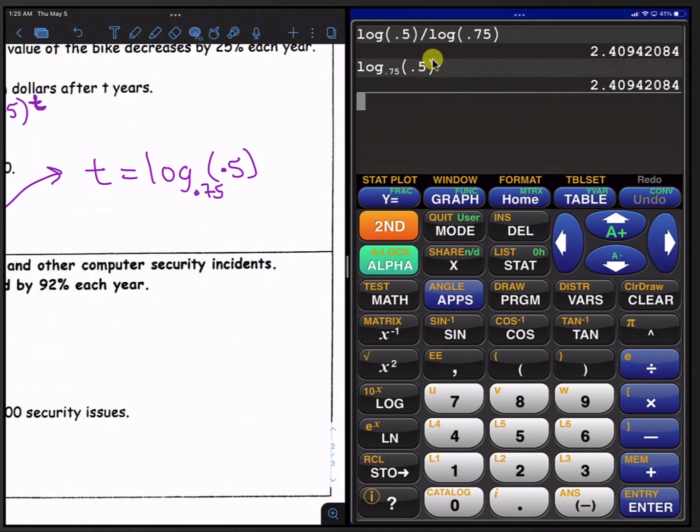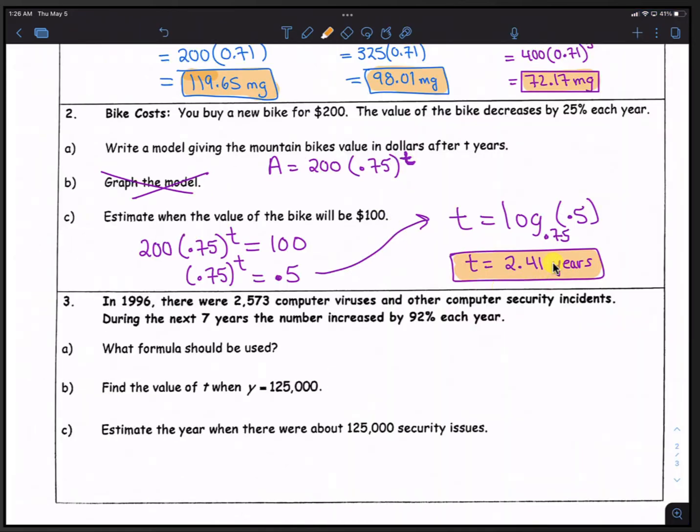If you have a calculator that does not have this log base feature, then you will have to go with the change of base rule up here at the top. All right, so we're back here on the page, and from our calculator, t was 2.41 years approximately. So in 2.41 years, that's when the value of the bike would go from 200 down to 100.